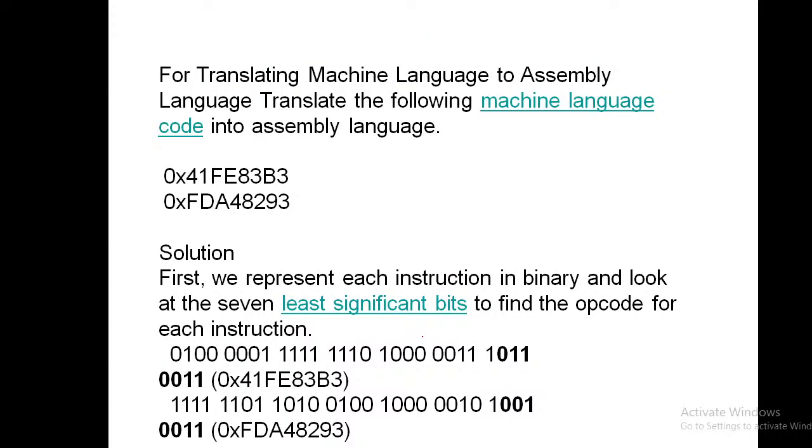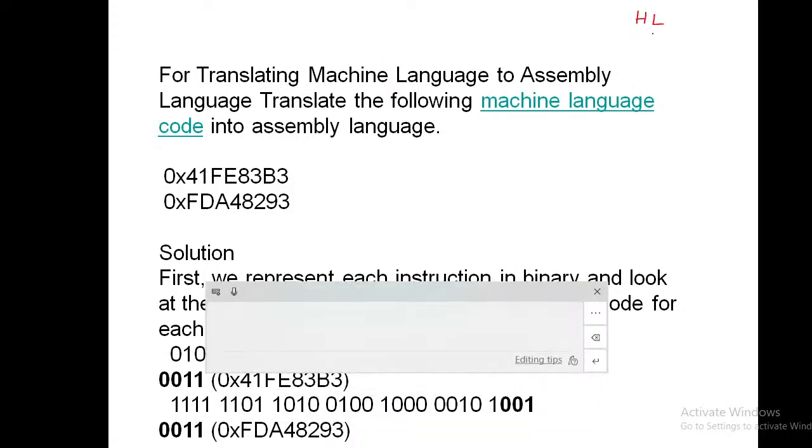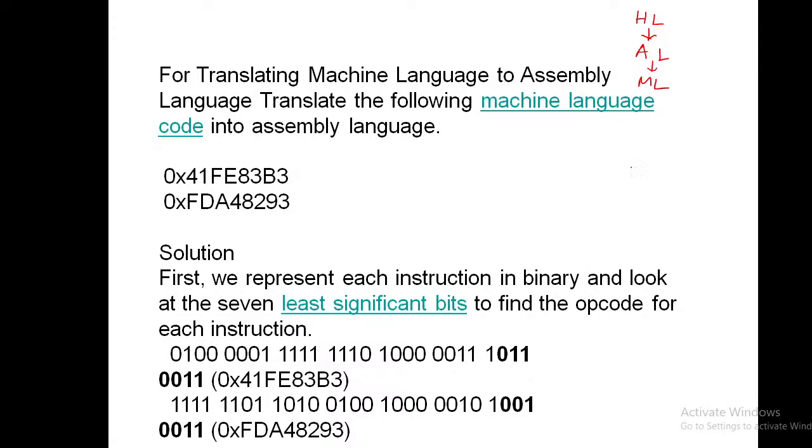Now, with one simple problem we can understand translation. We know that there are three types of language: high-level language, which we convert into assembly language, and then machine language. Machine language is nothing but ones and zeros. When we discuss the machine language part, these are all hexadecimal values, not binary, because hexadecimal means 0 to 9 and then A to F.